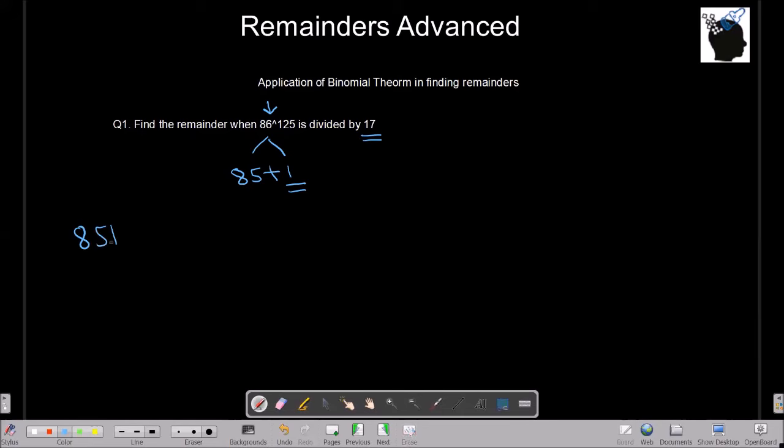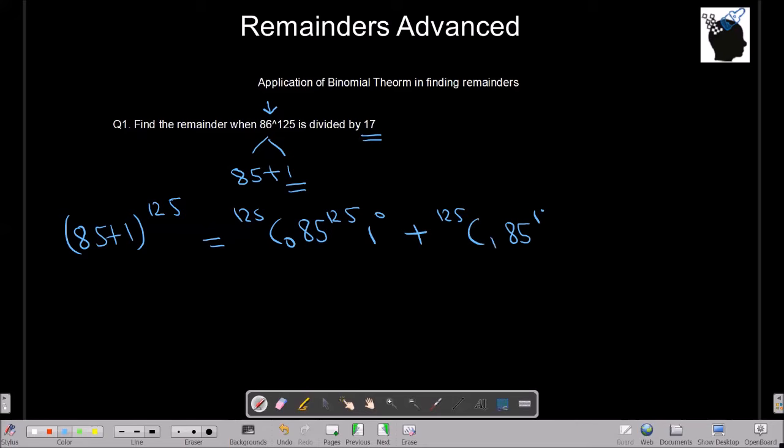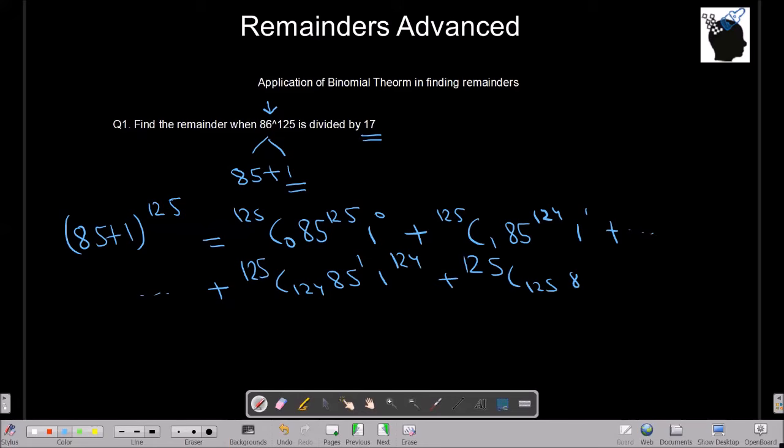So this becomes 85 plus 1 whole raised to 125, which is nothing but 125C0, 85 raised to 125, 1 raised to 0, plus 125C1, 85 raised to 124, 1 raised to 1, and so on. Second last term becomes 125C124, 85 raised to 1, 1 raised to 124, and the last term is 125C125, 85 raised to 0, and 1 raised to 125. Now let's see why exactly we did this.